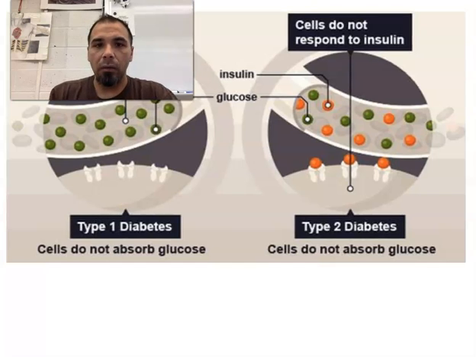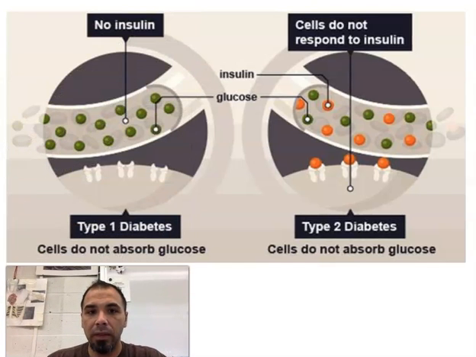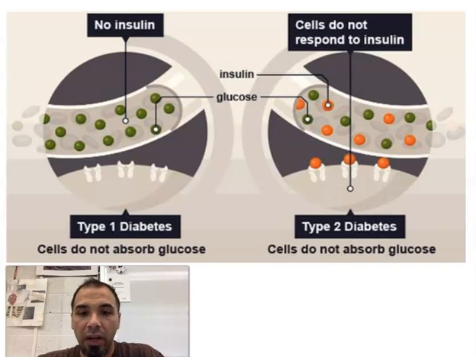All right. So type 1, no insulin, cells do not absorb glucose. Type 2, cells do not absorb glucose. Ultimately, in 1, insulin's not being produced. In 2, cells do not respond to it regardless of what happens. Cells do not absorb glucose. If you do not absorb glucose, you can't essentially perform cellular respiration.